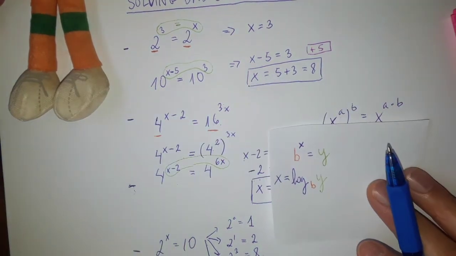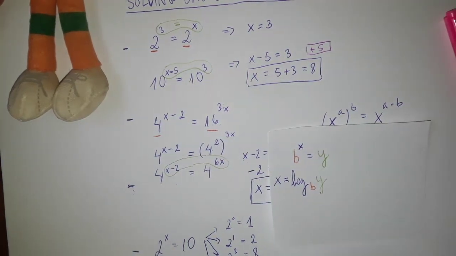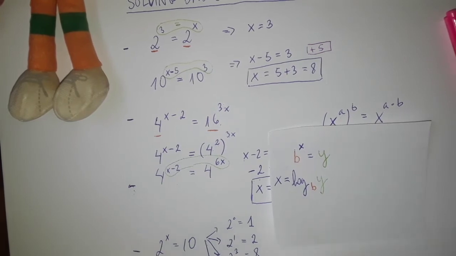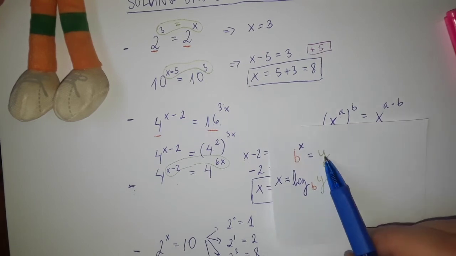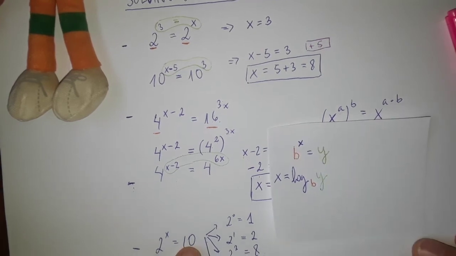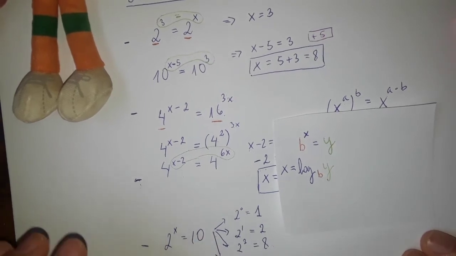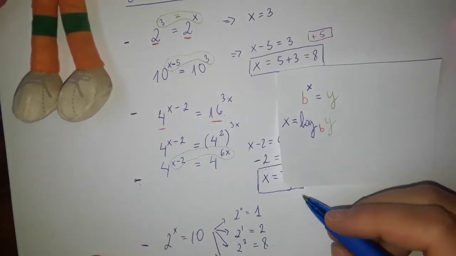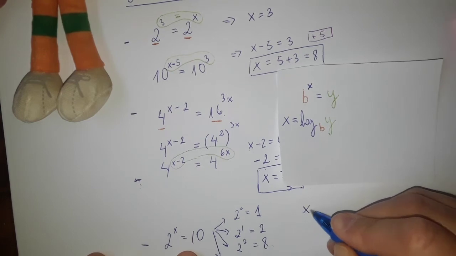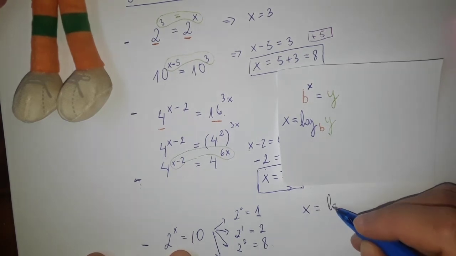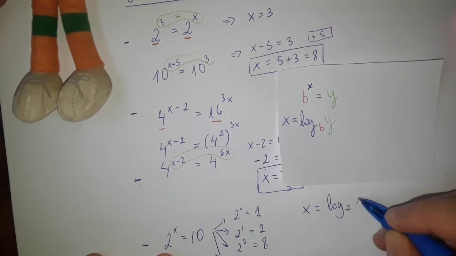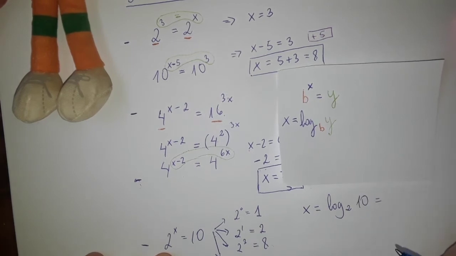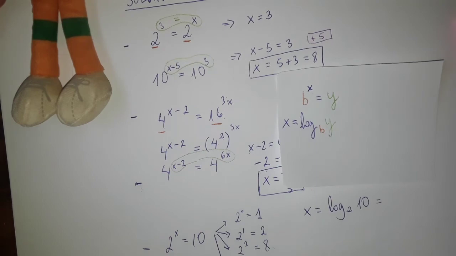Okay, so let's try it. Here the base is 2. The exponent is x, then y will be 10, right? So what we're going to do is just rewrite it: x equals log base 2 of 10. And after that, we just use the calculator.